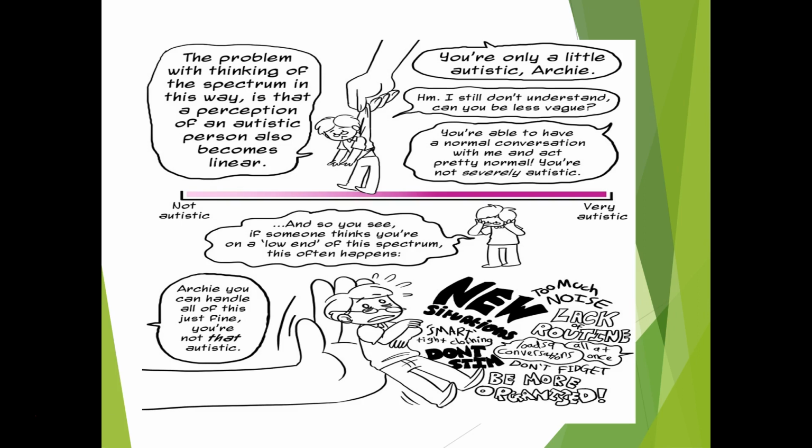But anyway, on the bottom, it says, "And so you see, if someone thinks you're on a low end of the spectrum, this often happens." So she's pushing him and saying, "Archie, you can handle all of this just fine. You're not that autistic." And then if you look over on the bottom right, it's basically saying new situations, smart, tight clothing, don't stim, which is stimulation, too much noise, lack of routine, loud conversations all at once, don't fidget, be more organized.